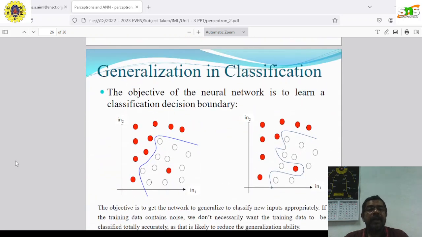So, generalization in classification. The objective of the neural network is to learn the classification decision boundaries, so as to classify new inputs appropriately, that is, put them into the appropriate boundaries. If the training data contains noise, the system should not necessarily want the training data to be classified with total accuracy. Otherwise, it is likely to reduce the generalization ability. So we have to give appropriate generalization and classification methods for the same.